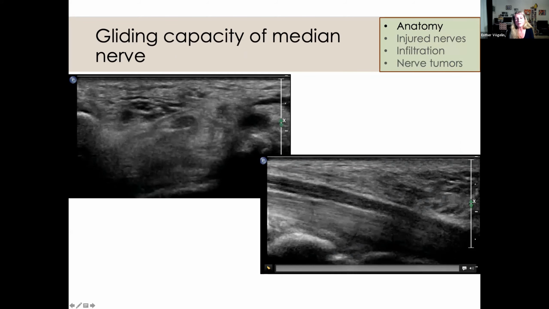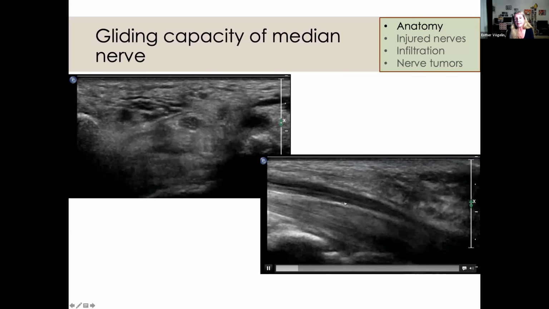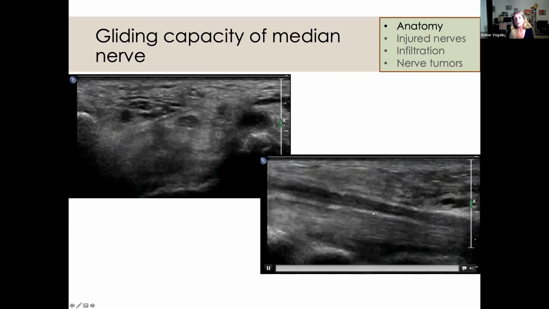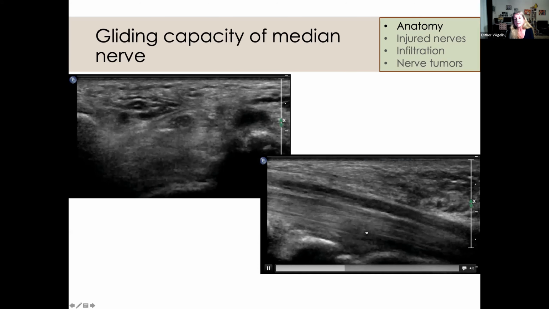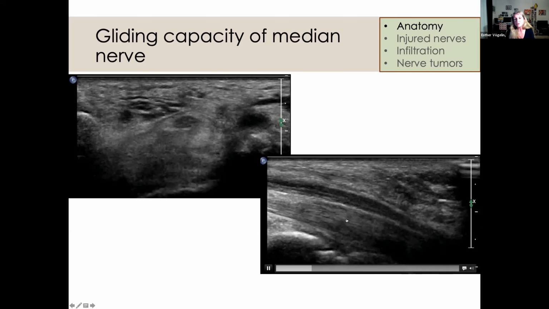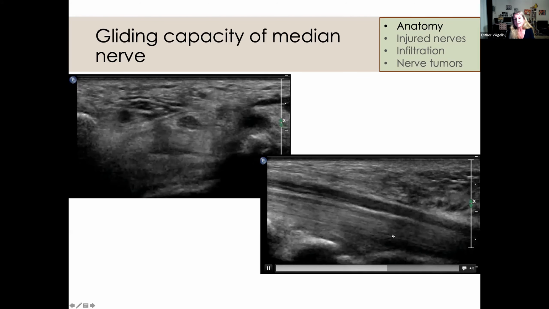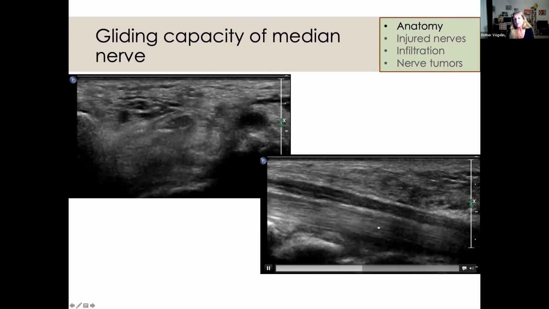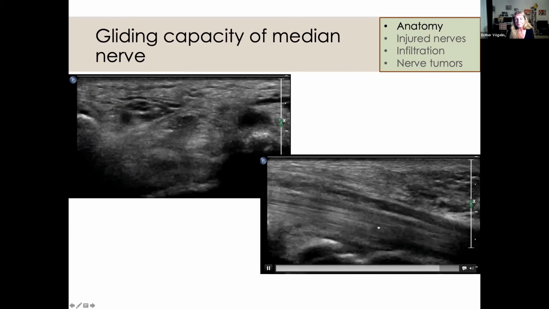The same you can watch longitudinally. You see here again the longitudinal fibers, a little bit thickened epineurium and the flexor tendons. And when there is a normal gliding, you see about 2 to 3 centimeters gliding of the nerve along the flexor tendons with a normal movement.